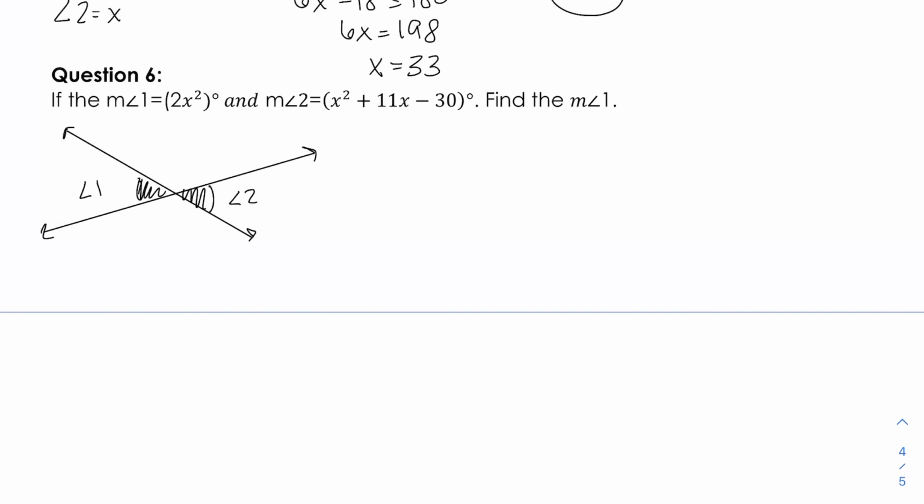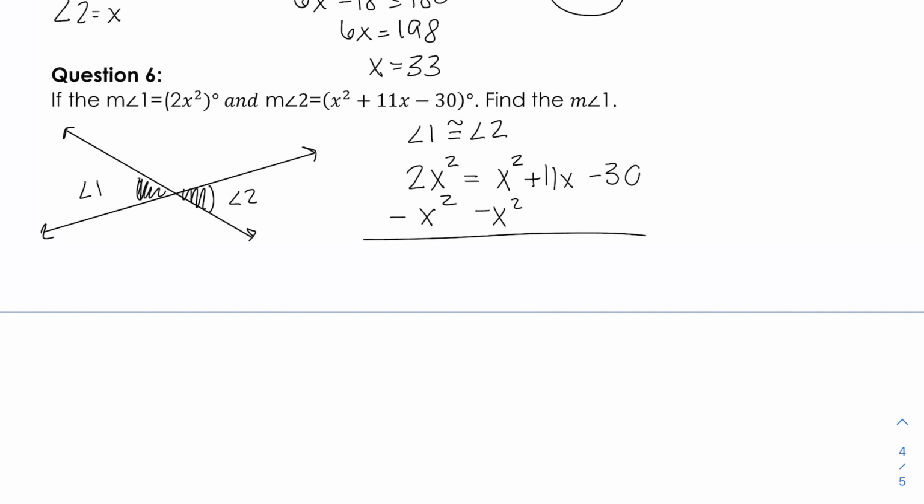Okay, so if those are vertical angles, which they are, they're going to be congruent. So I'm going to set angle 1 congruent to angle 2. So angle 1 is 2x squared, and angle 2 is x squared plus 11x minus 30. Okay, so what I need to do is I need to get everything to one side because I see that x squared. So I'm going to subtract. Okay, so I now have x squared is equal to 11x minus 30.